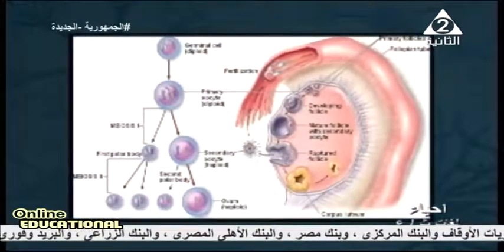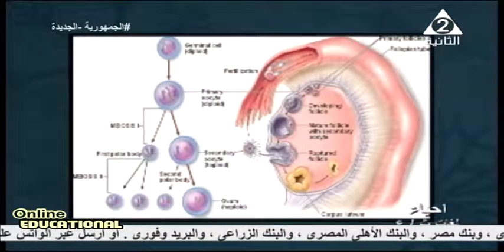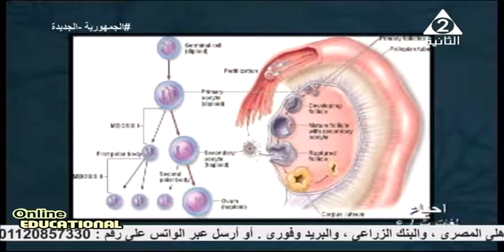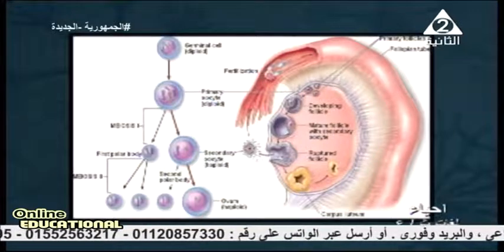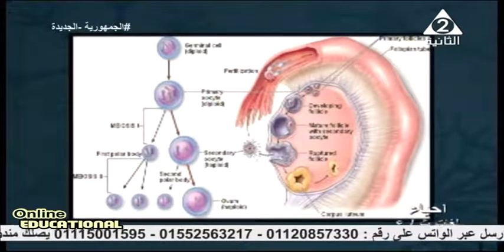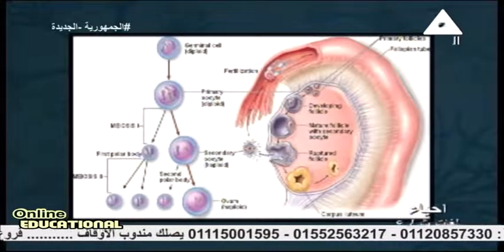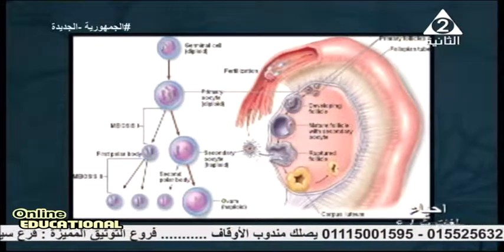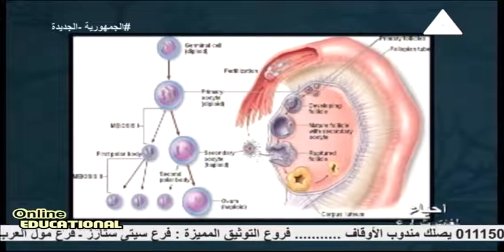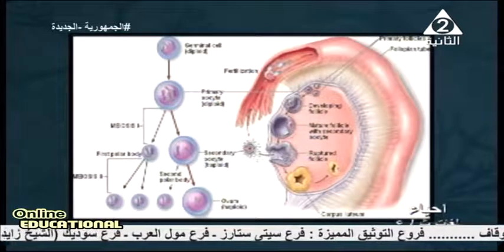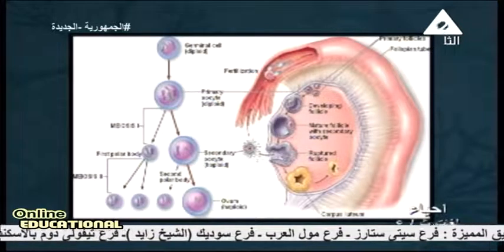Okay. Also, this is the structure of the fallopian tube, and the fallopian tube, by the cilia, picks up the ovum from the ovary to push it inside the uterus and allow fertilization to occur.